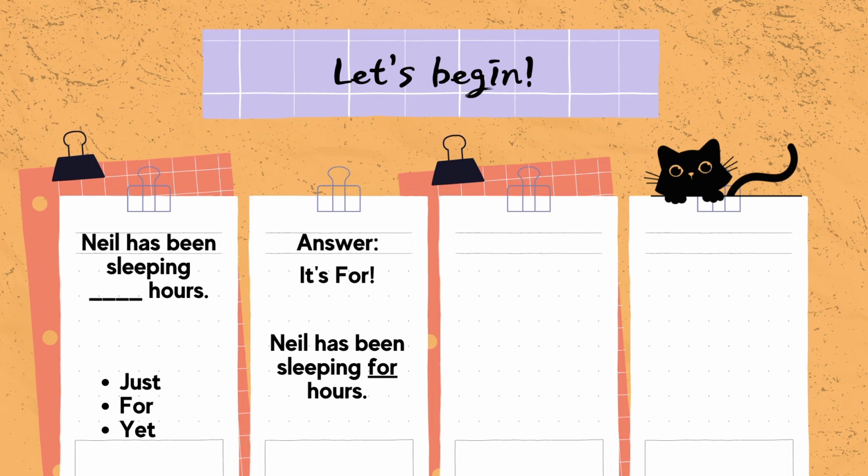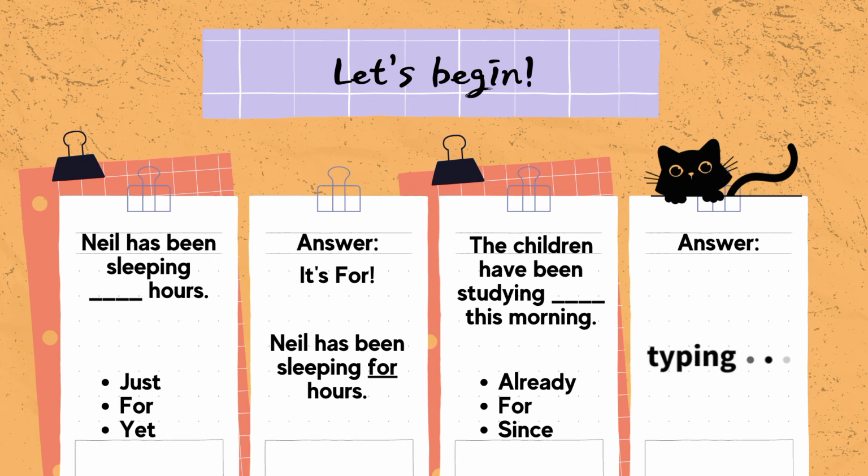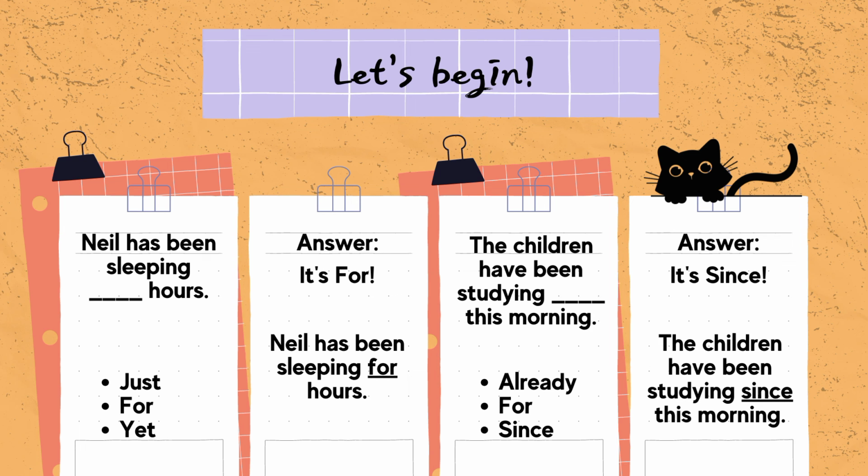The answer is 4. Neil has been sleeping for 4 hours. Did you get it right? This is the last exercise, so be careful. And good luck. The answer is since. Did you get it right this time?